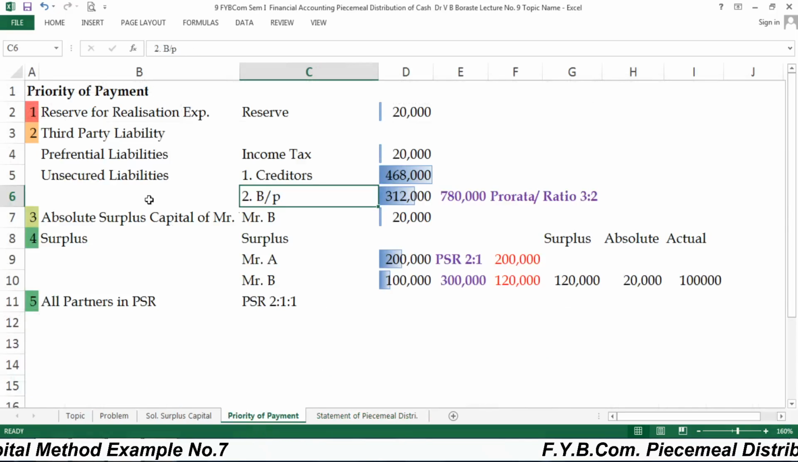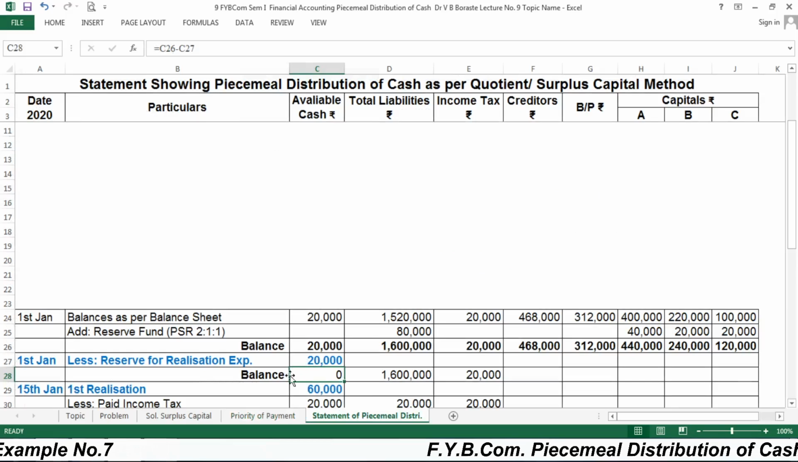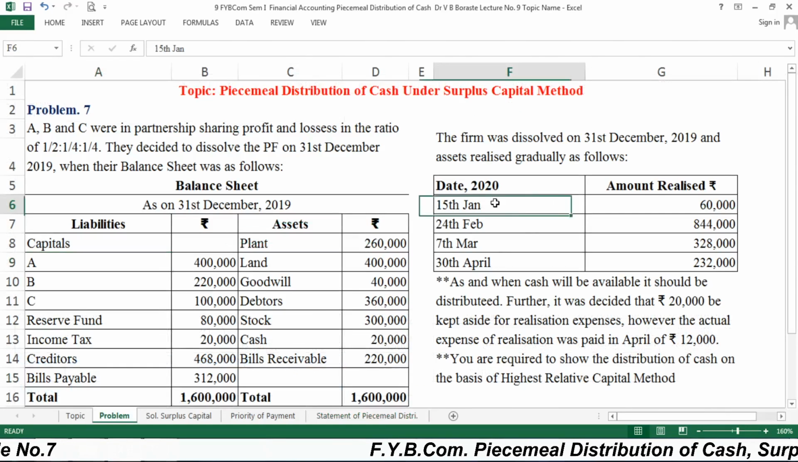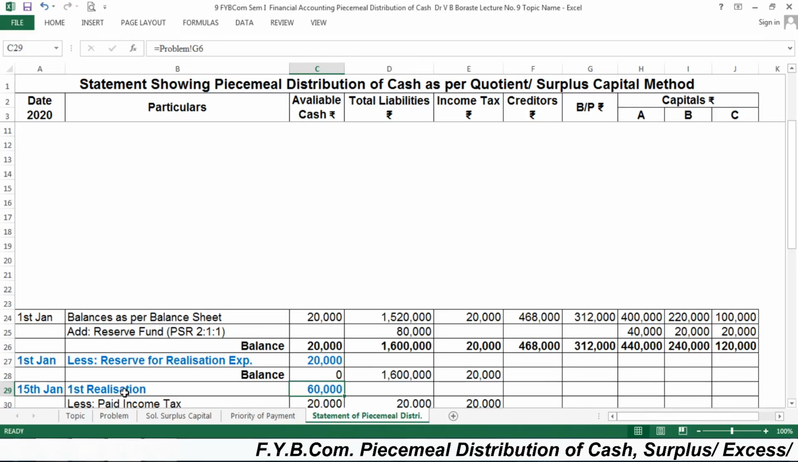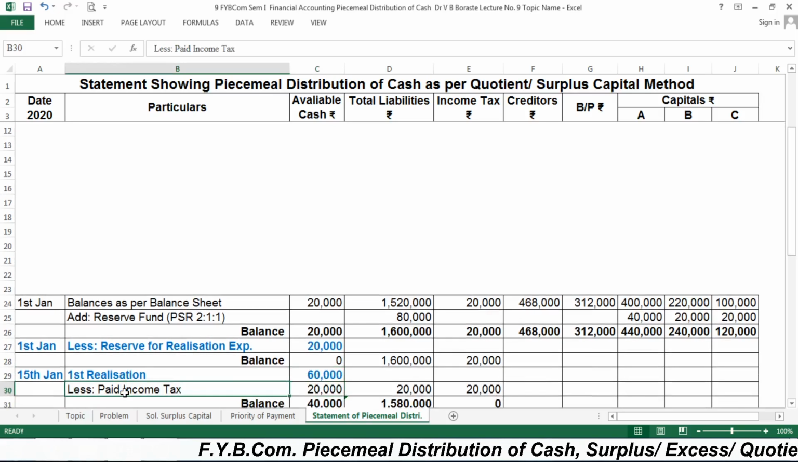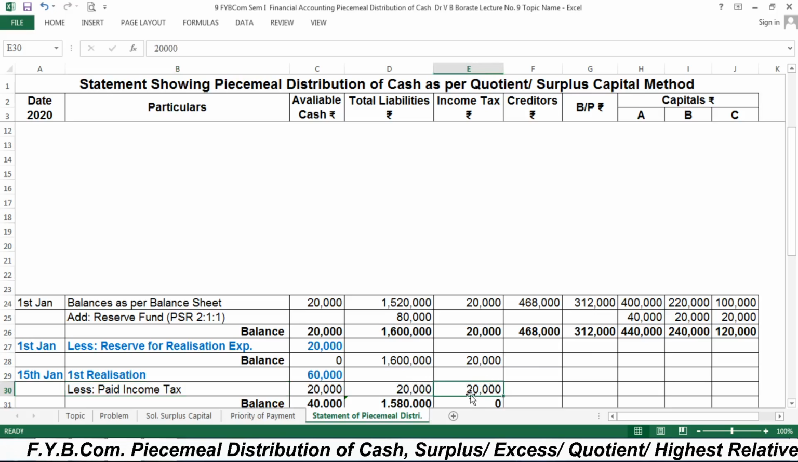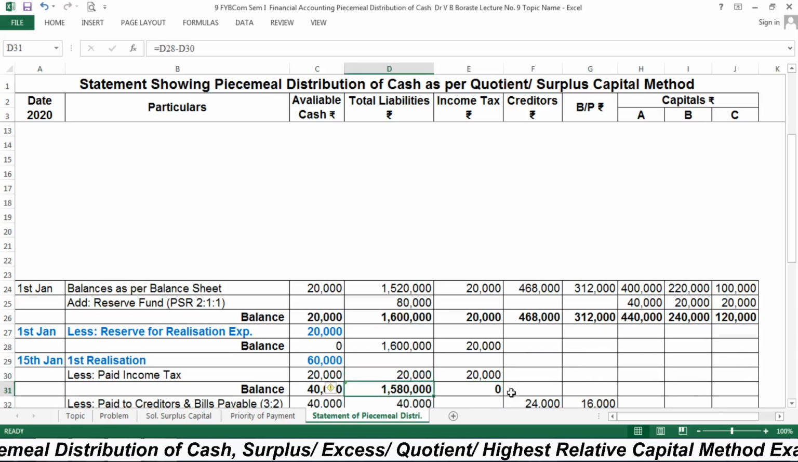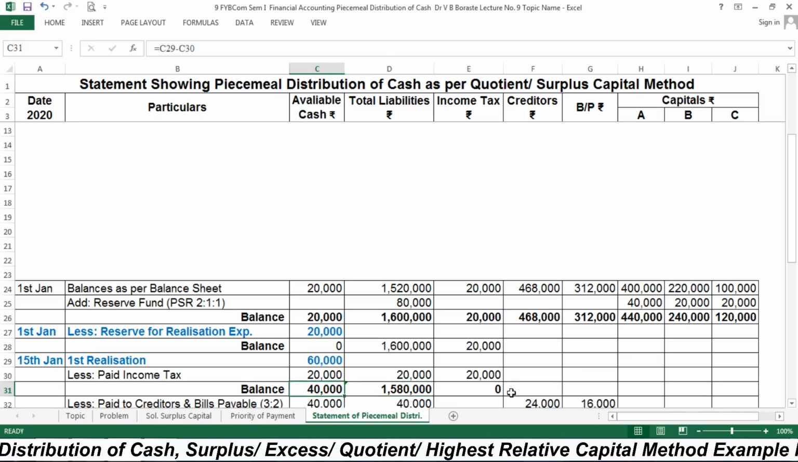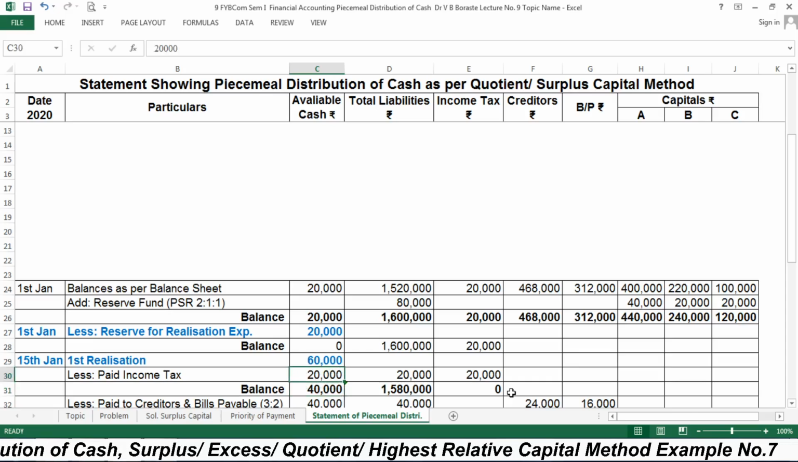After the realization expenses reserve, we have a third party liability, that is income tax of rupees 20,000. But here we don't have cash, so we will call our first realization, which is on 15th of January, that is 60,000. So here first realization of rupees 60,000. Now we can pay 20,000 for income tax. So less paid income tax 20,000. So here cash will be reduced by 20,000. With this, total liability also will reduce, and income tax will be reduced by 20,000. Now income tax becomes nil because we paid income tax of rupees 20,000. Total liability will be reduced by 20,000. It comes to 15 lakhs 80,000, and in our hand there is cash of rupees 40,000 after the payment of income tax of rupees 20,000.